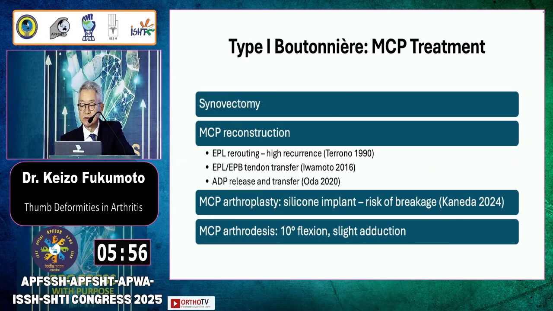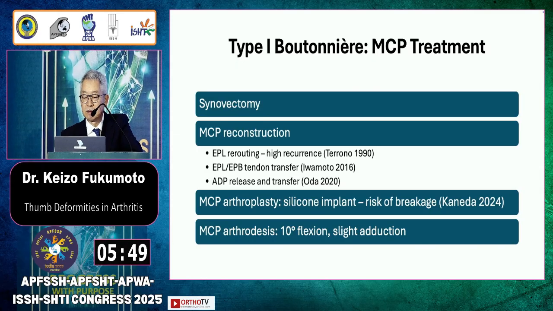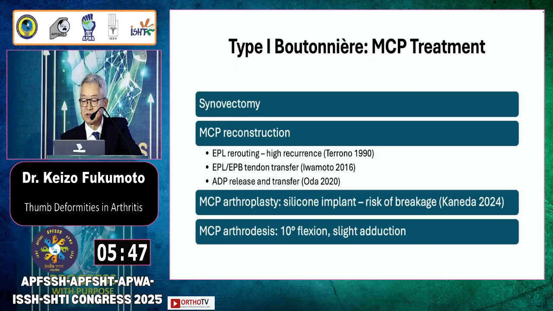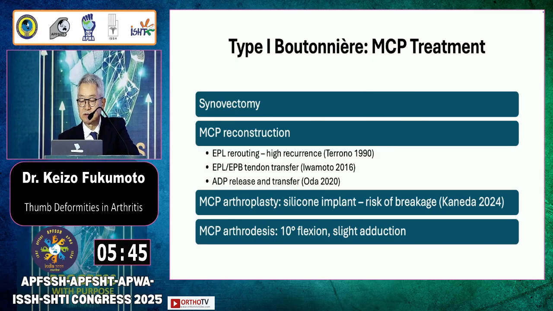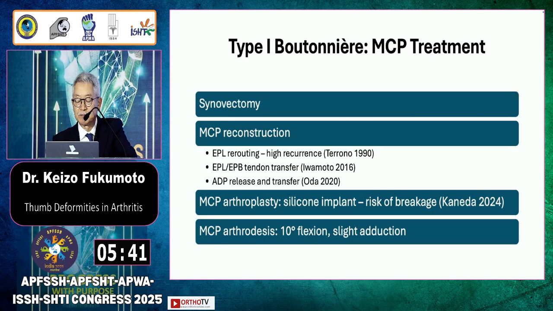How do we treat this? In the early stage, synovectomy can be useful. For reconstruction of the early stage, Nalebuff originally described EPL rerouting, but recurrence is common. More recently, Iwamoto reported the EPL to EPB tendon transfer, which appears to be more stable.